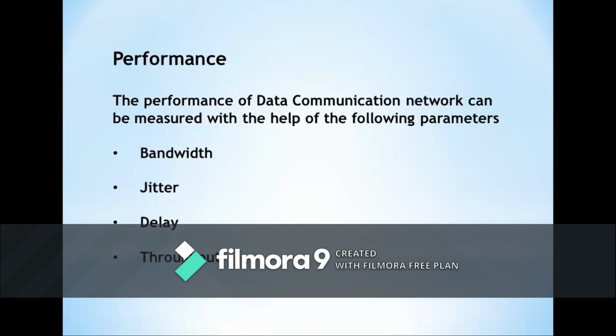Second point is jitter. The delay introduced by the data communication network is not constant. It varies packet by packet. The jitter measures the variability in the packet delay, and it is measured in terms of the difference of minimum delay and maximum value of delay. Jitter is defined as the variation in delay for the packets belonging to the same flow.